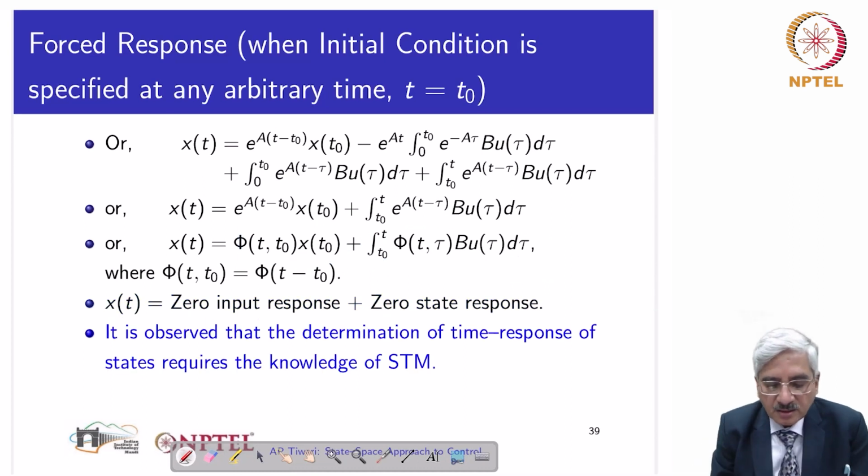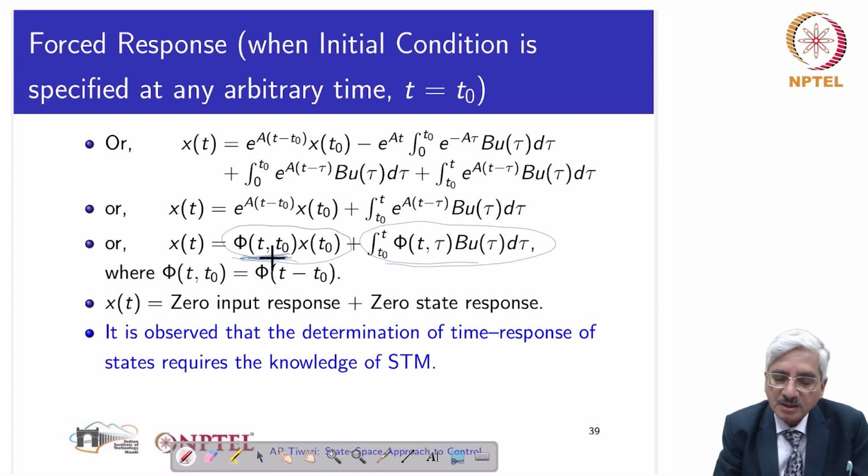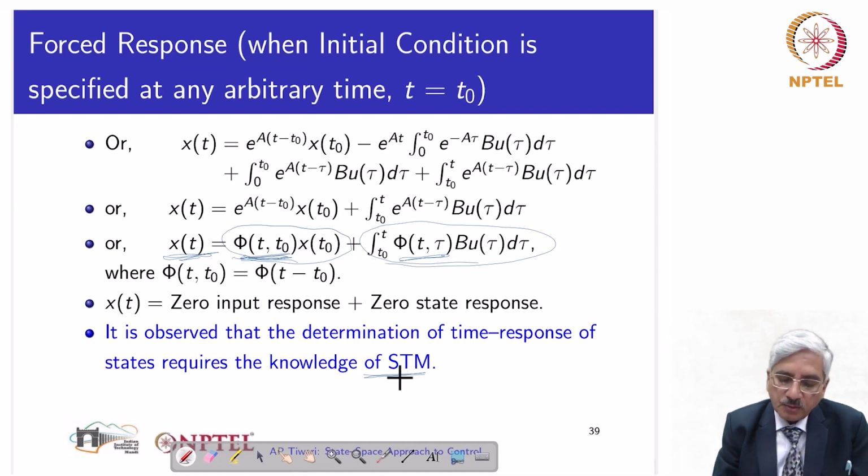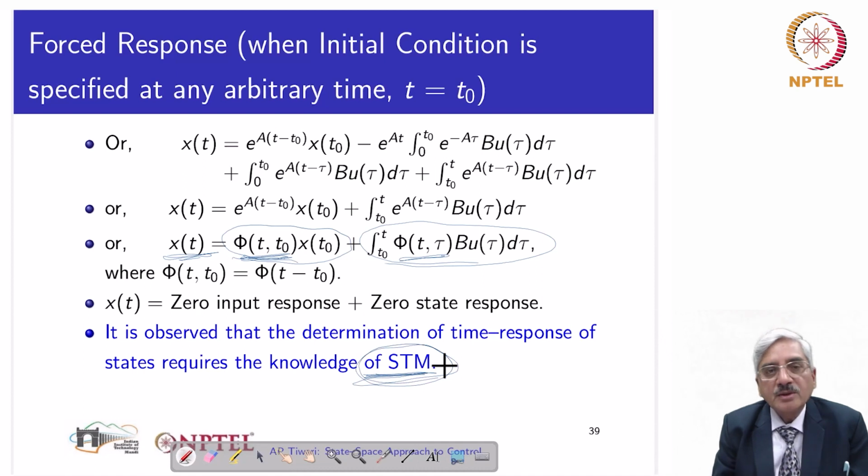Another observation we make is that both the zero input response, which is this, and the zero state response, which is given by this integral, contain the STM phi(t, t0) here and phi(t, tau) here. So knowledge of the state transition matrix (STM) is absolutely important for determining the time response solution of the state. Because output is determined by pre-multiplying the state with the output matrix C, determining the time response of the output also makes it absolutely necessary to know the state transition matrix before we can obtain the time response solution of state or output.